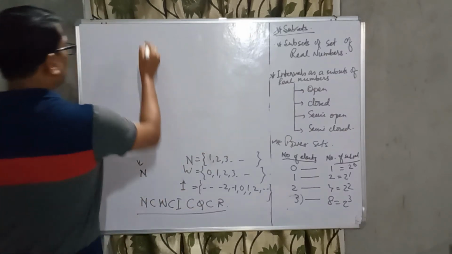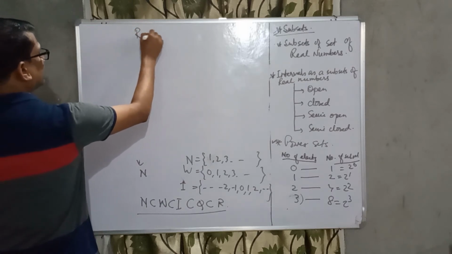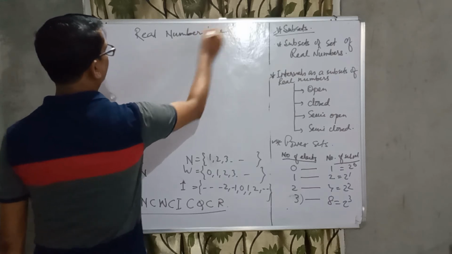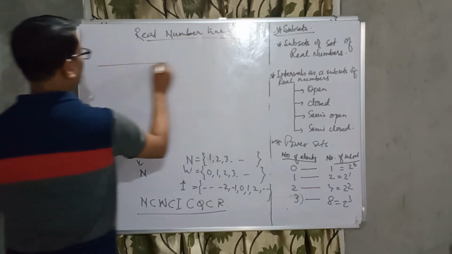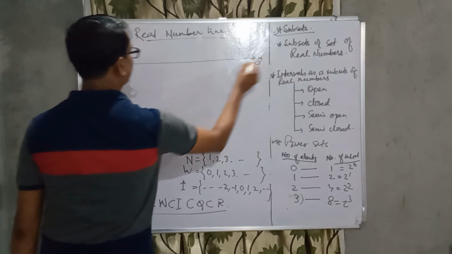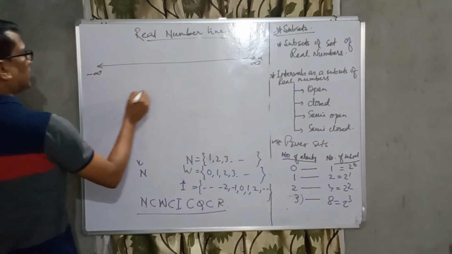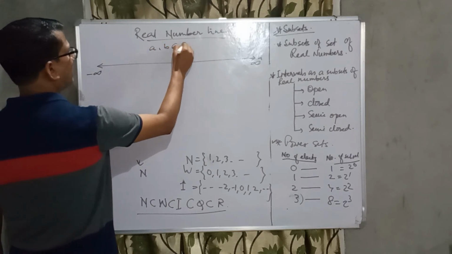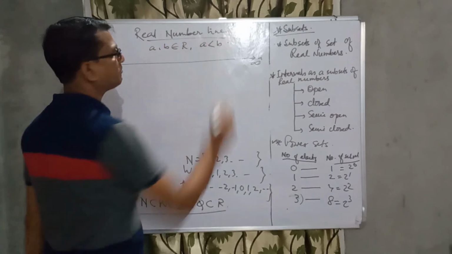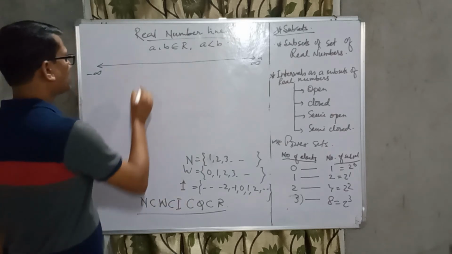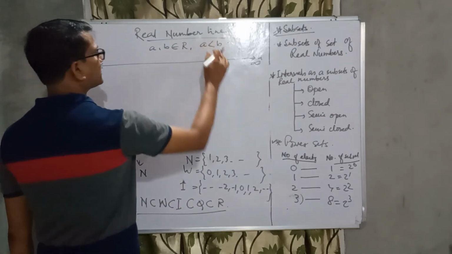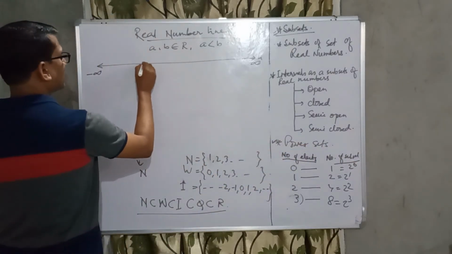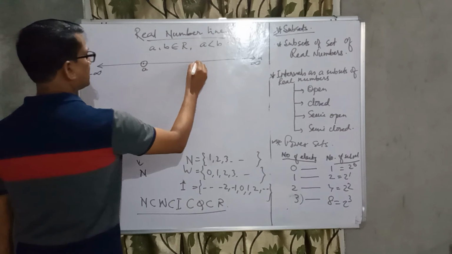The real number line. If we draw a real number line, this side is positive, this is negative. Now in between, if we take two real numbers a, b belonging to R, such that a is less than b, how can we plot these 2 points? a is less than b. Which is greater will be on the positive side, and which is smaller will be on the negative side. So this is a, this is b.